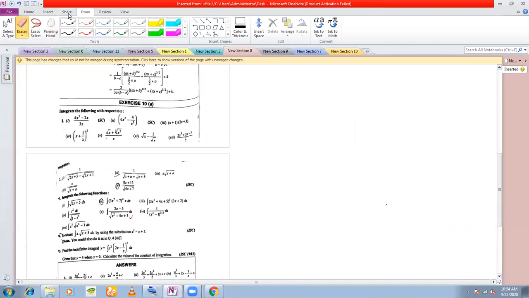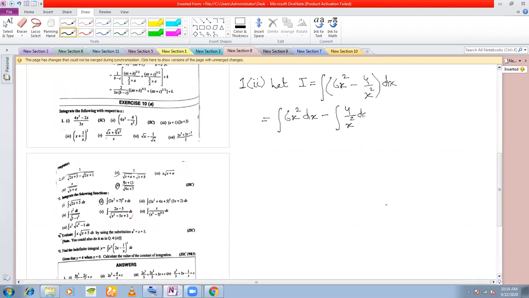So, all these are ISC problems. Okay, that is why I'm doing this. 1, 2. Start by saying let I is equal to integration of 6x square minus 4 by x square dx. We separate integration 6x square dx minus integration 4 by x square dx.